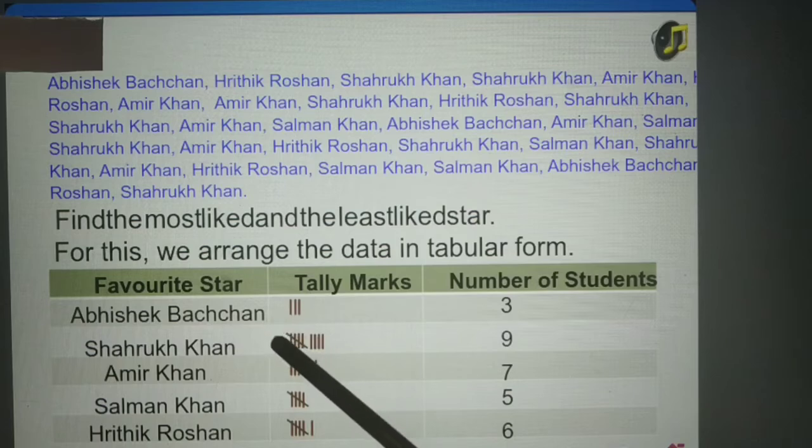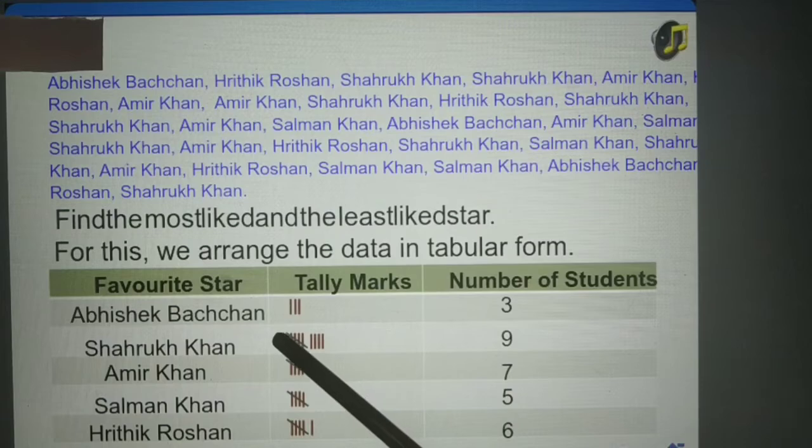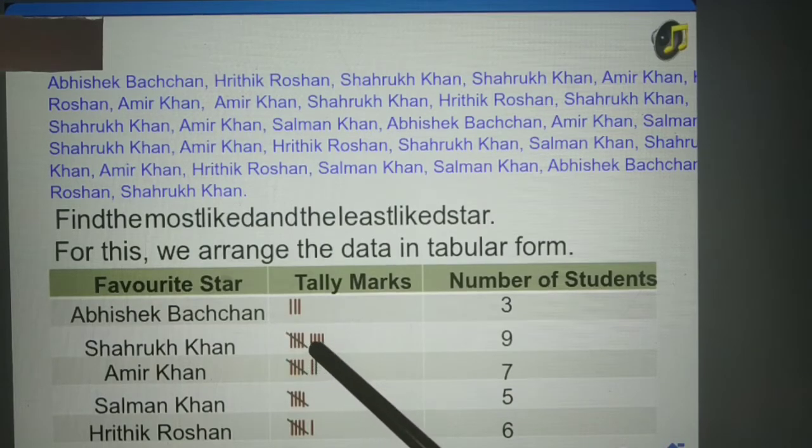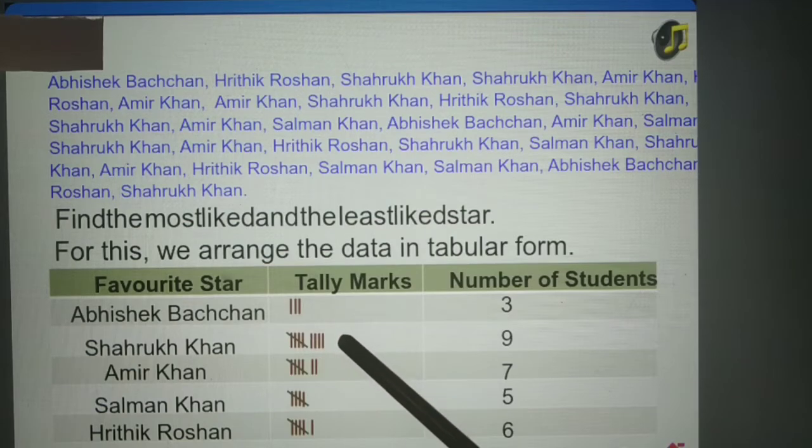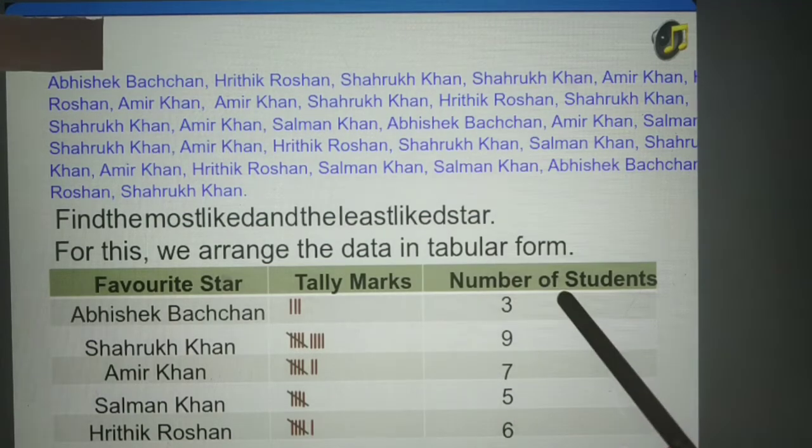Now this is the cross line. The cross line is used for the number 5. When 4 straight lines occur, you must cross them with the 5th one. Then after 5, you calculate the next, 6, by the next straight line. So in this way we can write tally marks, and by counting the tally marks we write down the number of students. Actually this is the frequency.